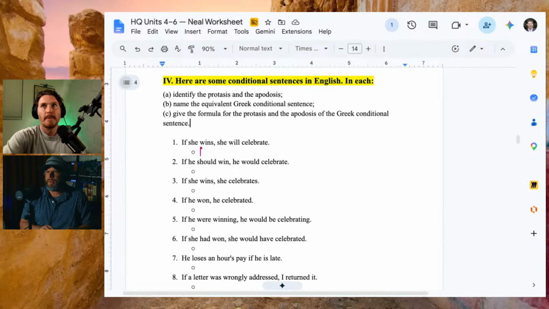Okay, so the protasis is if she wins. Yep, if she wins. And the apodosis is she will celebrate. That's it. Yep. If she wins, then she will celebrate. Now, what's the equivalent Greek conditional sentence for this example?